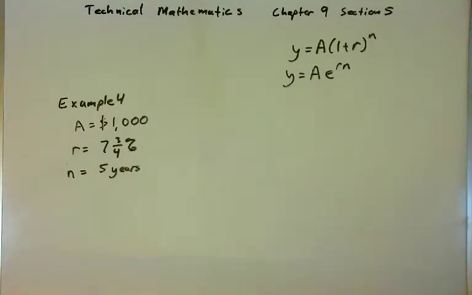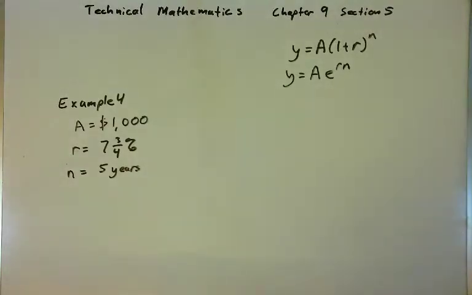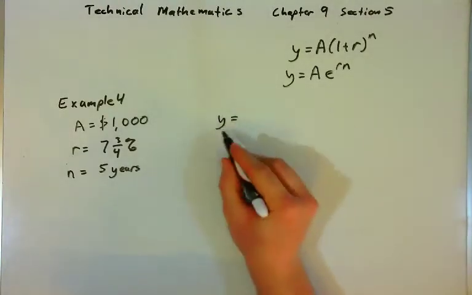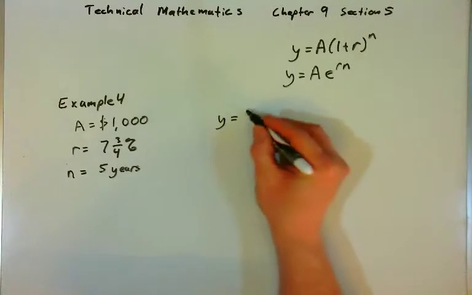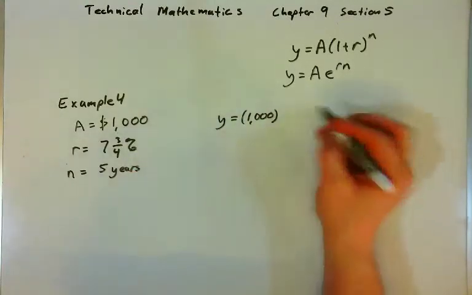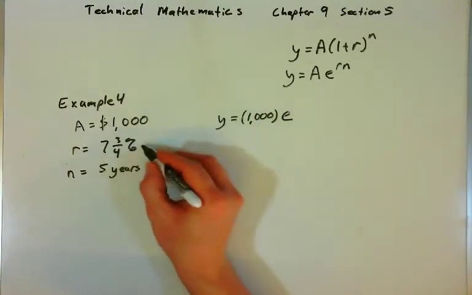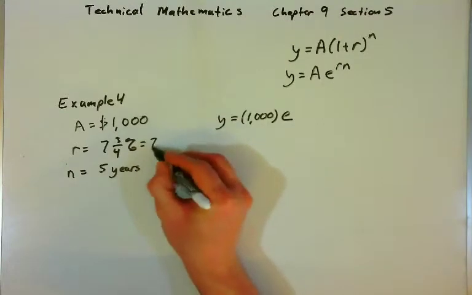So example 4 says that Joan invests $1,000 at 7.75% compounded continuously. The compounded continuously tells us that we want to use this new formula. How much money will she have in the account after 5 years? We'll plug these numbers into the formula. Y, that's the amount that she'll have after 5 years, will be equal to 1,000, which is the original amount, times e to the r, which is the rate, and we need this to be written as a decimal.